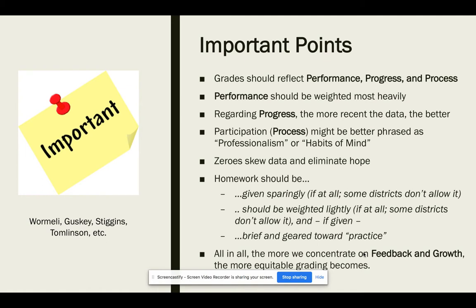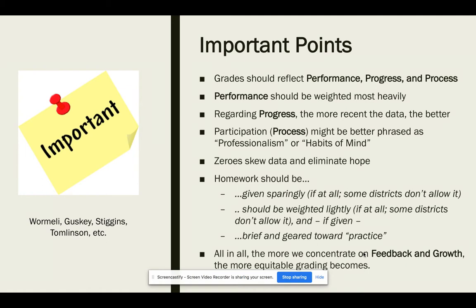Zeros. They skew data. Rick Wormeli will talk about this. If you didn't read that one about zeros, you should definitely read that one or watch that video. If you give a zero, you skew the data, because every grade is worth 10 points and then an F is worth 60. That doesn't make any sense. We should be on like a 50-point grade system or a 5-point grade system.